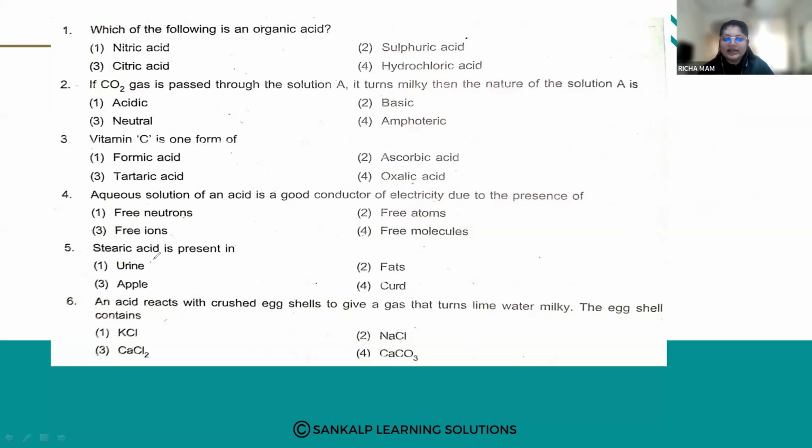Okay. Next one. Stearic acid is present in: first, urine; second, fats; third, apple; and fourth, curd. So where is stearic acid present?